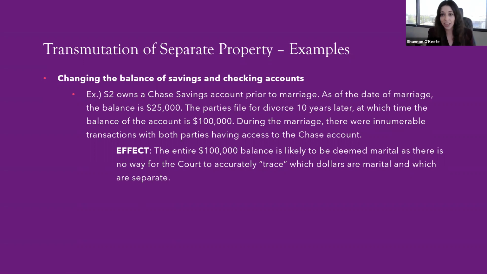The effect of this sort of intermixing of funds and allowing of access is that the entire $100,000 balance is likely to be deemed marital, as there's no way for the court to accurately trace which dollars are marital and which are separate. We had that $25,000 in the account at the beginning, and obviously we've had a change in the balance. The court can't say that that same $25,000 that was in the account at the start of the marriage is the same $25,000 that is part of the account at the end of these parties' relationships. So we have a tracing problem. The court's just going to say, okay, we can't figure it out. There's no way for us to track these dollars down. So it's all going to be marital property that's subject to division.